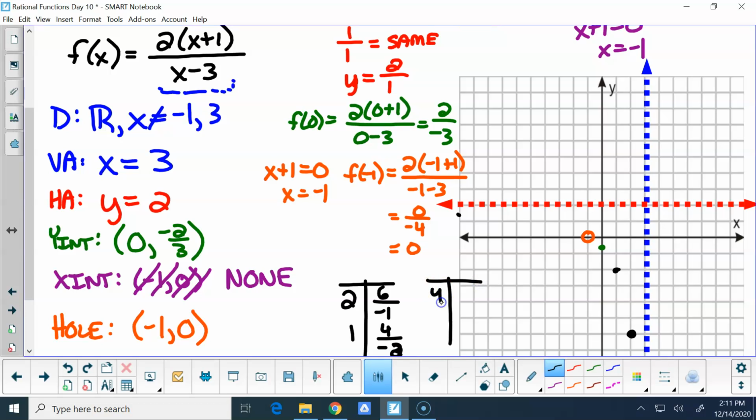4. 4 plus 1 is 5, times 2 is 10. 4 minus 3 is 1. 5. 5 plus 1 is 6, times 2 is 12. 5 minus 3 is 2, so that's 6. 2, 4, and 6. 10. 10 plus 1 is 11, times 2 is 22. So it's a little bit more than 22 over 7.